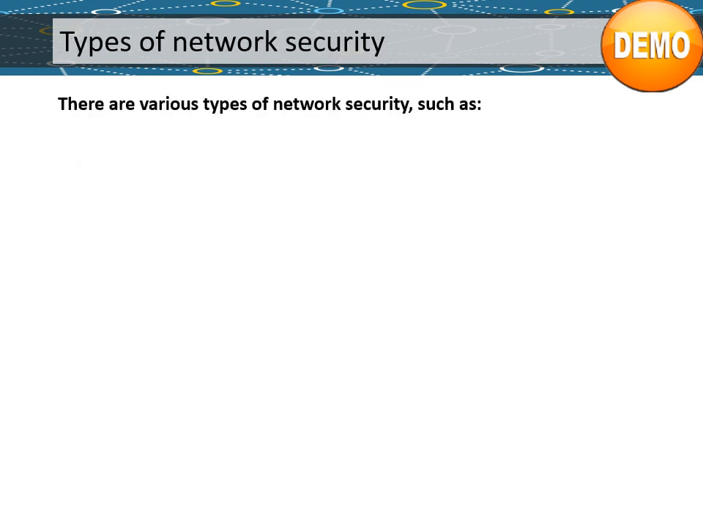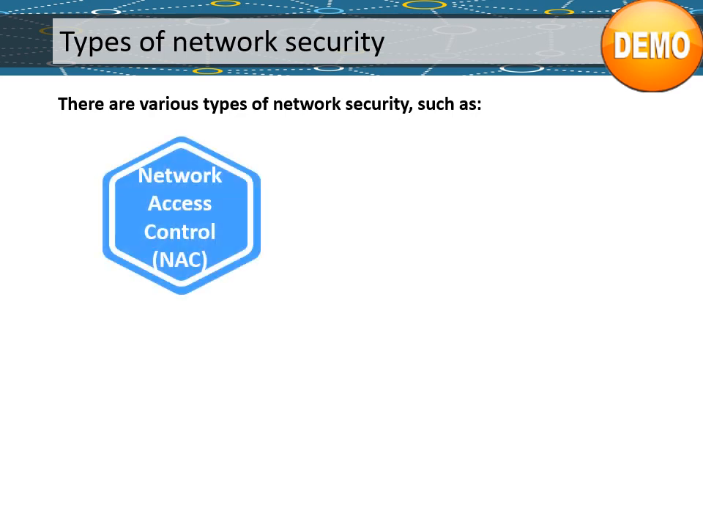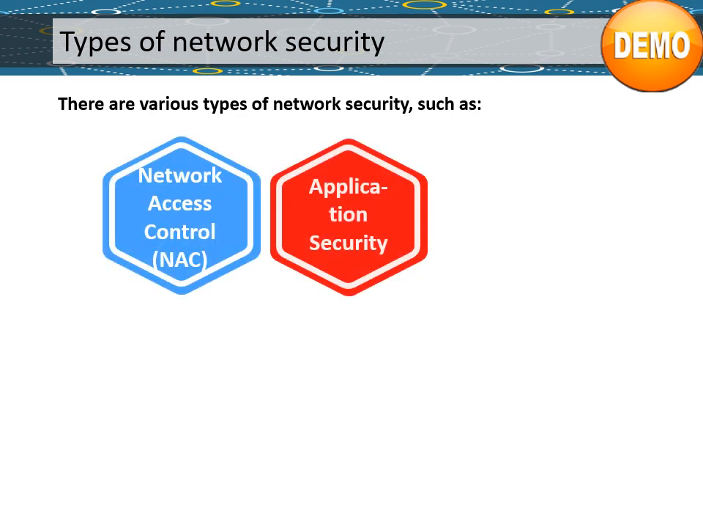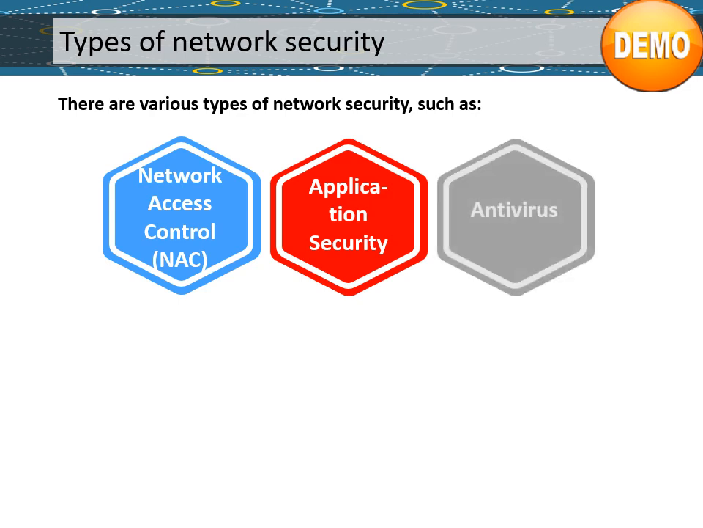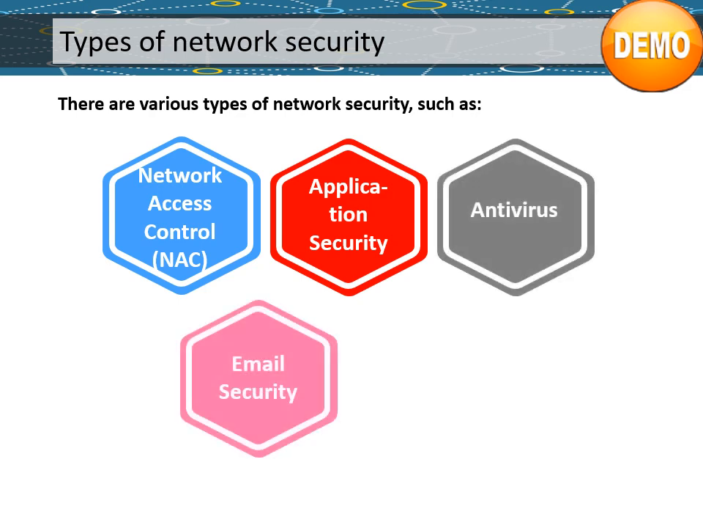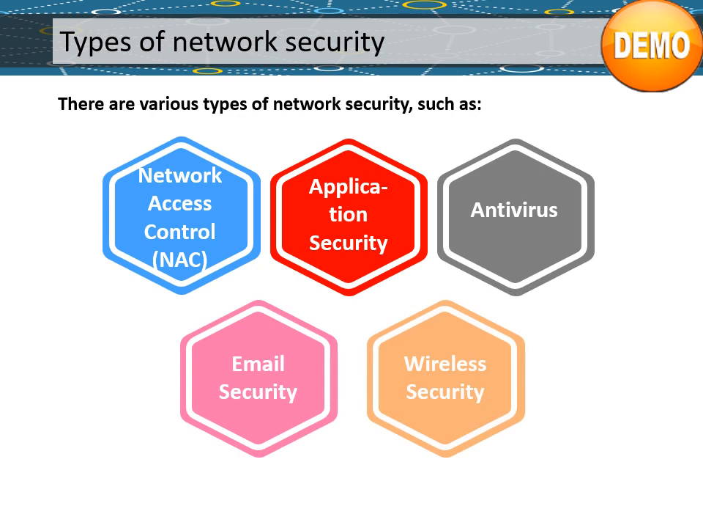There are various types of network security, such as network access control, NAC, application security, antivirus, email security, wireless security. Click each type to learn more.